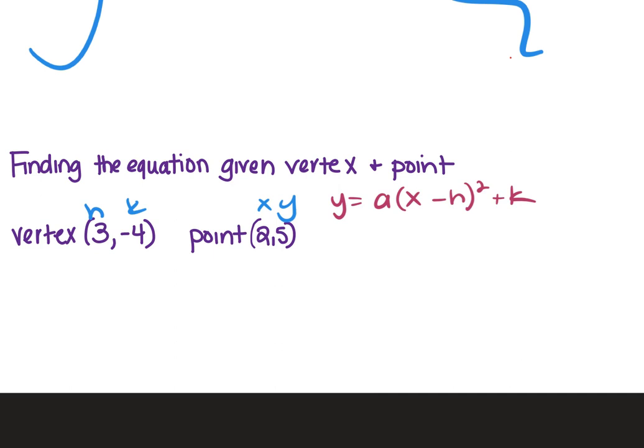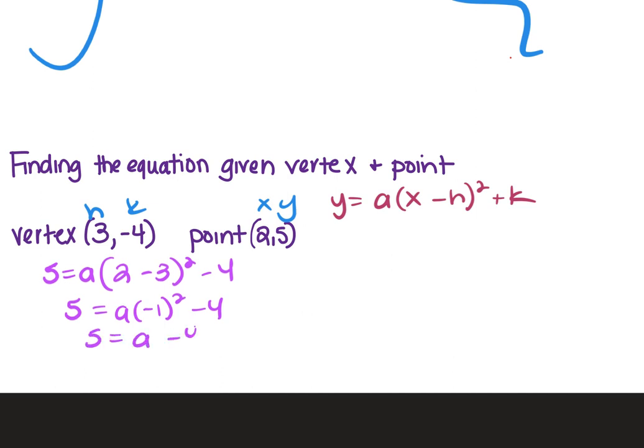So I'm going to plug in my y is 5. My a is my unknown. My x is 2. My h is 3. Plus the k, which is negative 4. 5 equals a times (negative 1) squared minus 4. 5 equals a times 1, which is just a, minus 4. Add the 4. Do not combine these, okay? You cannot do that. You have to move the 4, which makes a 9. And then if there was something attached to a, you would divide by it.